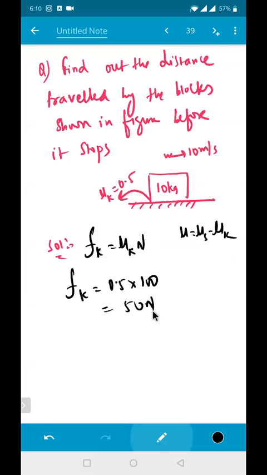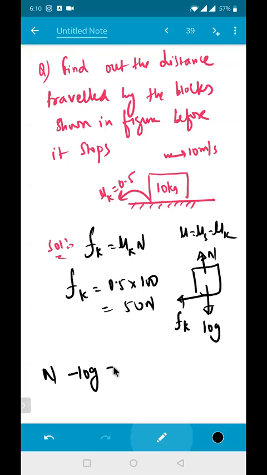So this will be equal to 50 Newton, because on this block there will be one normal acting. Weight of the body is nothing but 10g in the downward direction, and the frictional force will be in the opposite direction, Fk, because the body is moving in the front direction. So now what are the forces during the motion? N minus 10g must be equal to 0, because there is no vertical motion. So therefore N will be equal to 100 Newton.